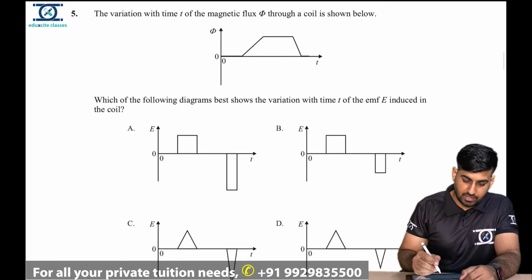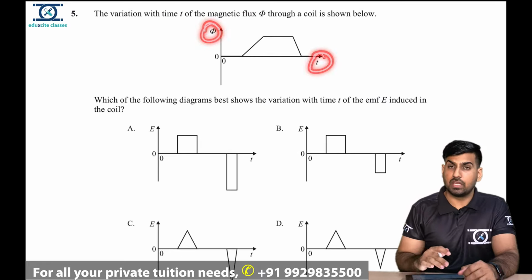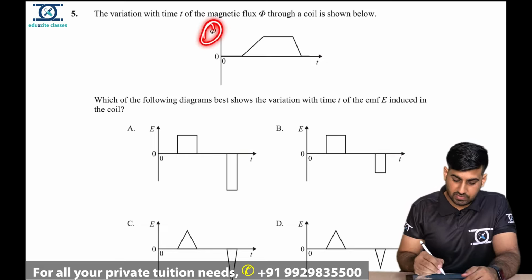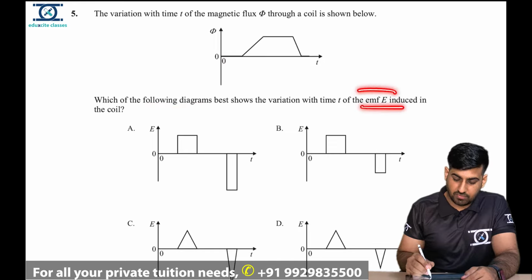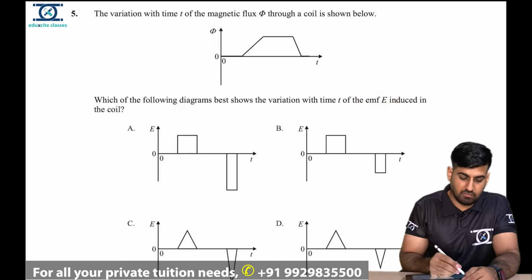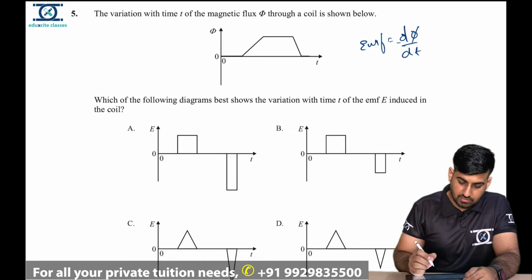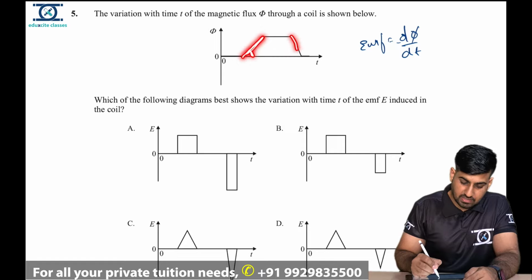Now question number 5, change in flux over time. There are many questions guys, so your basics should be very clear. The flux versus time graph again is given. Which of the following gives us the best estimate for the induced EMF in the coil? Again we know that EMF is minus d phi by dt. Now here you can see the slope, you can see this theta is less as compared to this.